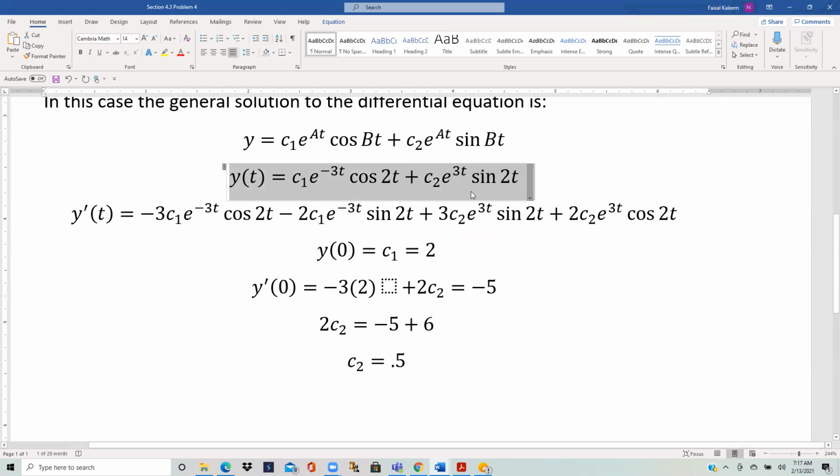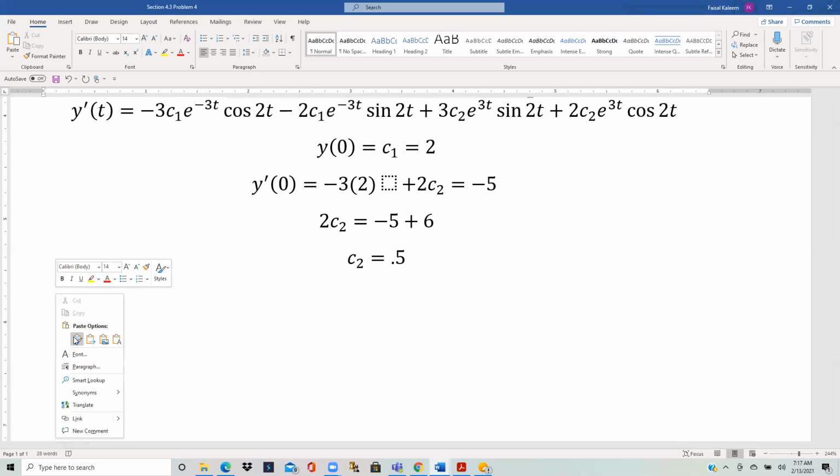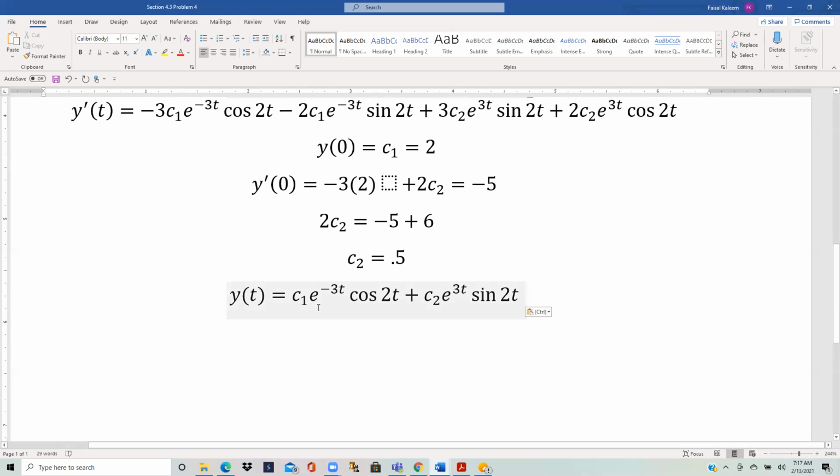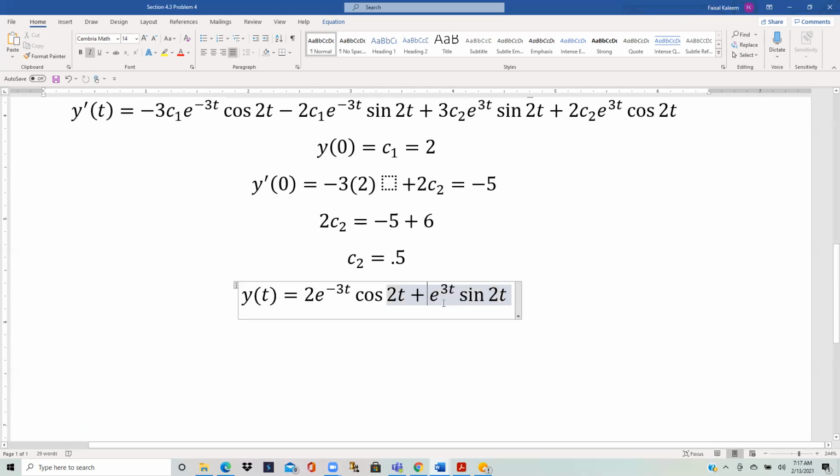So C1 was 2 and C2 was 0.5. So this is the answer.